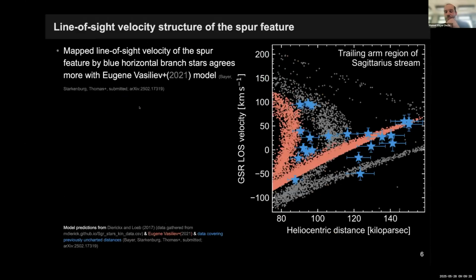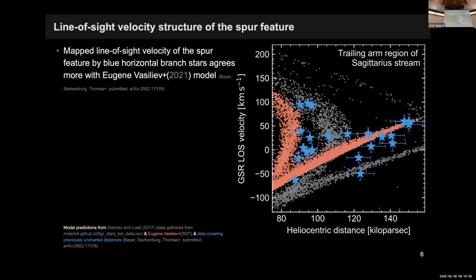So I guess, yeah, that's probably these stars over here, because they are at the distance of the epicenter. And you can see, of course, there are also some differences here, because there's a gap here between at least these two models that I show here, and the epicenter of the trailing arm. And then at larger distance we have this spur feature. So you also see a bit more agreement, at least with this more recent model by Eugene Vasiliev. So I'm not sure if this answers your question.